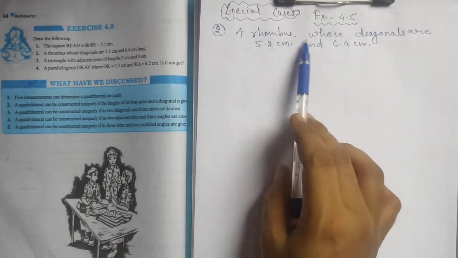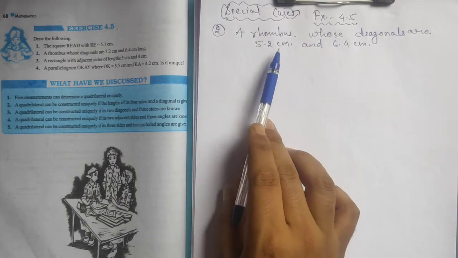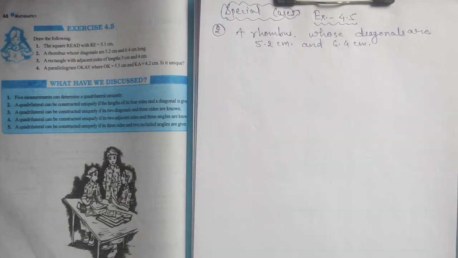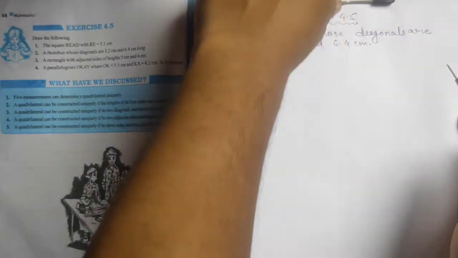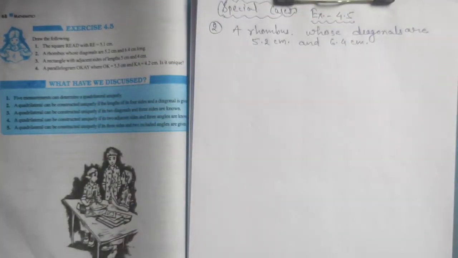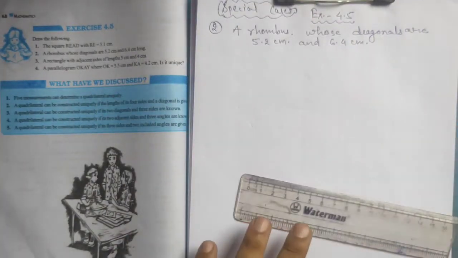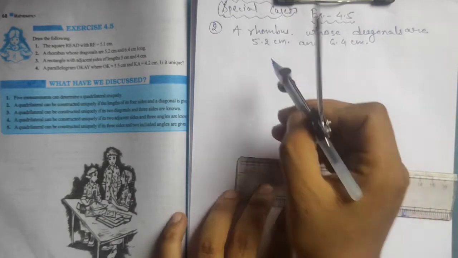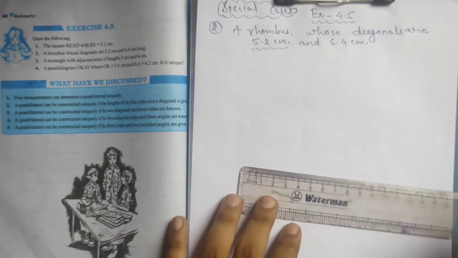So we have to construct a rhombus whose diagonals are 5.2 centimeter and 6.4 centimeter. So we know that in a rhombus all the sides are equal and its diagonals bisect each other at the intersection point. Okay, so first of all we have to construct a line segment of 5.2 centimeters.